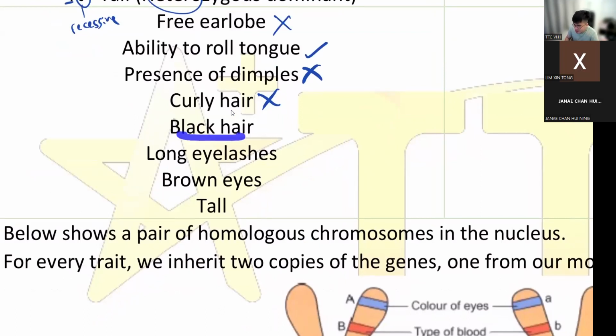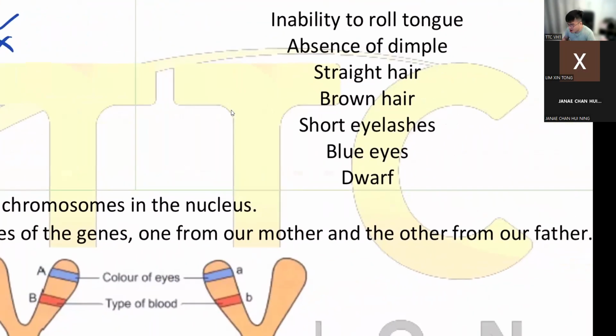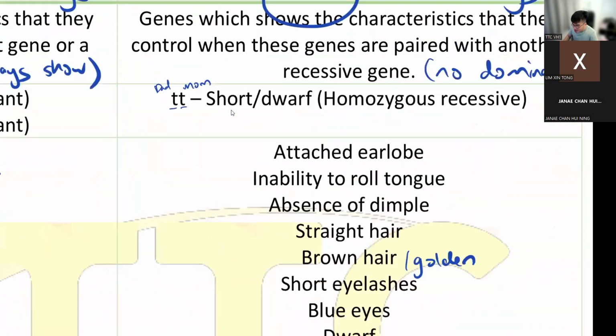Next, black hair. This one I got. Recessive is brown or golden hair. Now you're wondering, sir, I thought golden hair. Most of us love golden hair, right? You look at them and say, wow, so nice that they have golden hair. But why are they recessive?